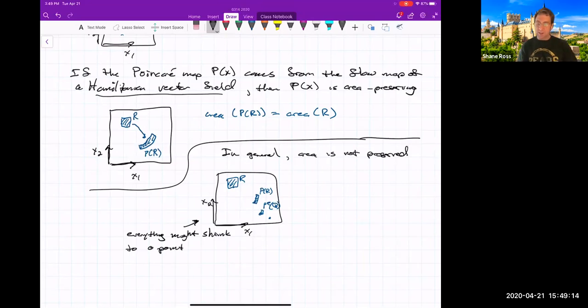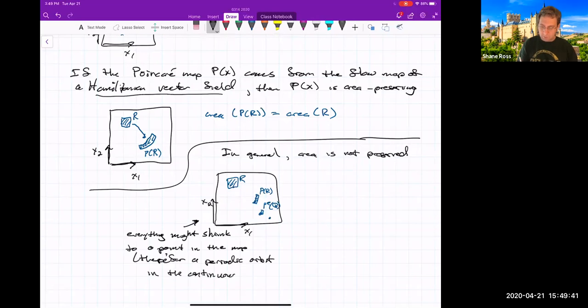Which, by the way, if it's shrinking down to a point, this point keeps mapping across. What we actually have is things mapping down to a periodic orbit, shrinking down to a point in the map. Therefore, a periodic orbit in the continuous system. Right, the Poincare map, there's some savings because you get to analyze a continuous system just by taking a slice and looking at mappings. So there's some dimensionality savings, but you always need to have those two interpretations in mind. So if a region shrinks down to a point, well, that point keeps mapping back to itself. So you've got a periodic orbit. Other things can happen.